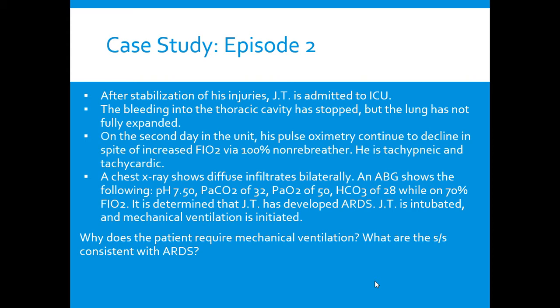An ABG shows the following: pH 7.5, PaCO2 of 32, PaO2 of 50, HCO3 or bicarb 28, while on 70% FiO2. It's determined that JT has developed ARDS, of course. JT is intubated and mechanical ventilation is initiated. So why does this patient require mechanical ventilation? And what are the signs and symptoms he has that are consistent with ARDS? So again, pause, answer the questions, and then when you're ready to hear the answers, click play again, and you will get your answer.